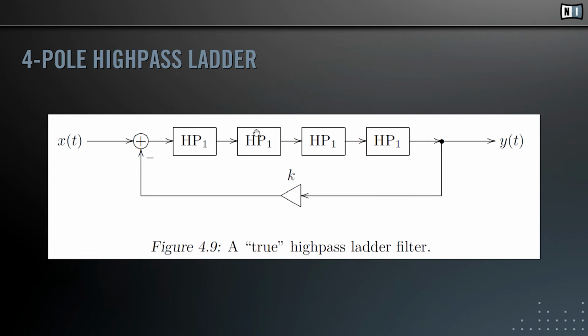I will quickly talk about the high pass. So how do you make a high pass ladder? You just replace all 1-pole low passes with 1-pole high passes. And then the rest is very much the same. You just get symmetric amplitude response. It's a high pass instead of low pass. Not much to talk about.